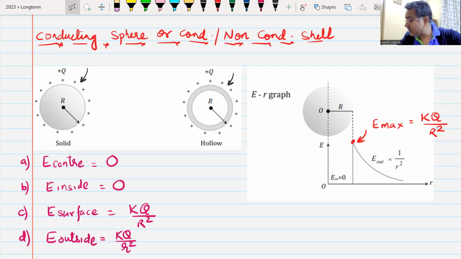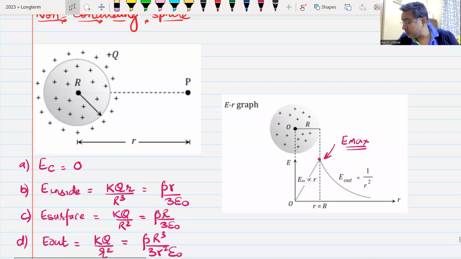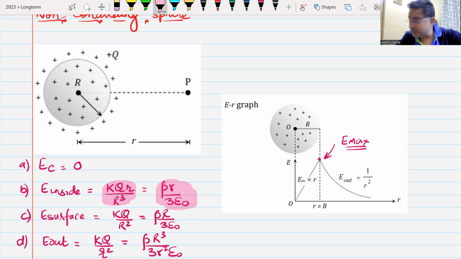If you take the example of a non-conducting sphere, that was the last thing. Non-conducting sphere, the charge comes inside the sphere also, and it is directly proportional to r. This is a very important result. It is directly proportional to r. So inside it is a straight line, and then it is maximum on the surface, and then it is decreasing as inversely proportional to r square. Do we understand this? Do we remember this? Yes or no? Yes, sir.